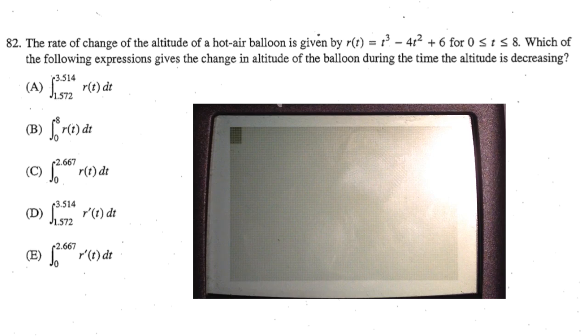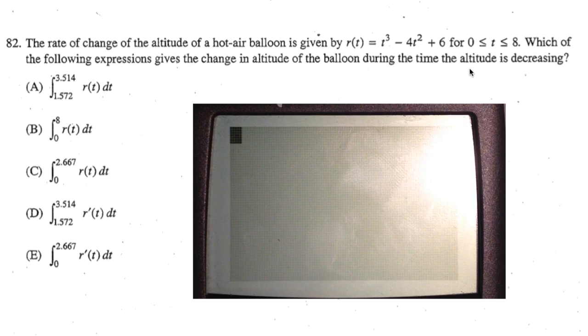This problem is graphing calculator required, and the problem reads: the rate of change of the altitude of a hot air balloon is given by r of t equals t cubed minus 4t squared plus 6 on the interval between 0 and 8. Which of the following expressions gives the change in altitude of the balloon during the time the altitude is decreasing?